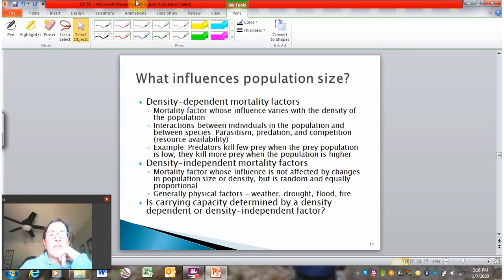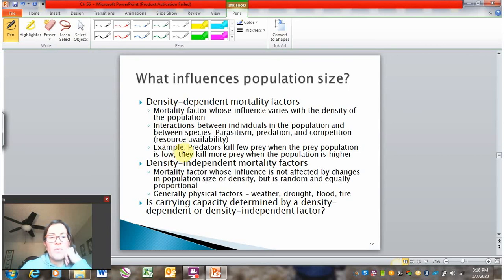So what factors influence population size? We've been focusing for now on density-dependent mortality factors. These are mortality factors whose influence varies with the density of the population. So that is how much they cause organisms to die is increased by there being more organisms, right? So the more organisms there are, the more likely they are to die from a density-dependent mortality factor. So these include a lot of species interactions like parasitism. So these are like infections, predation, being eaten by something, and competition, and that's resource availability. So that's what I was focusing on a few moments before.